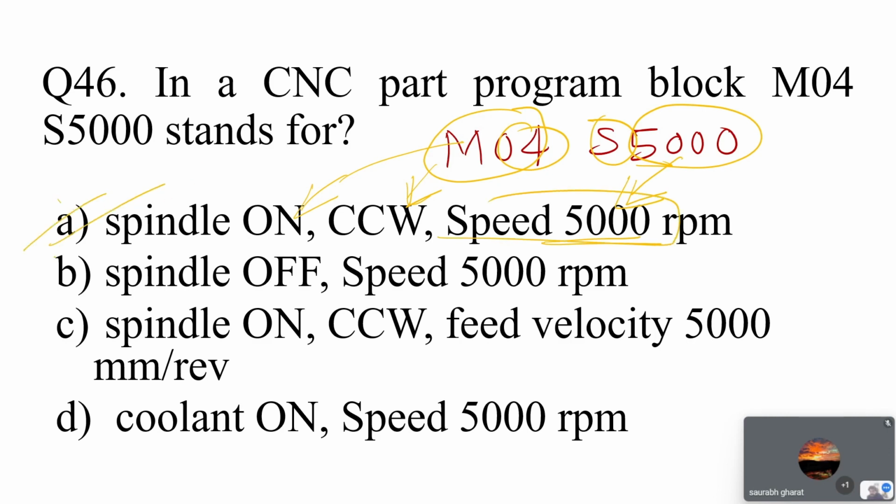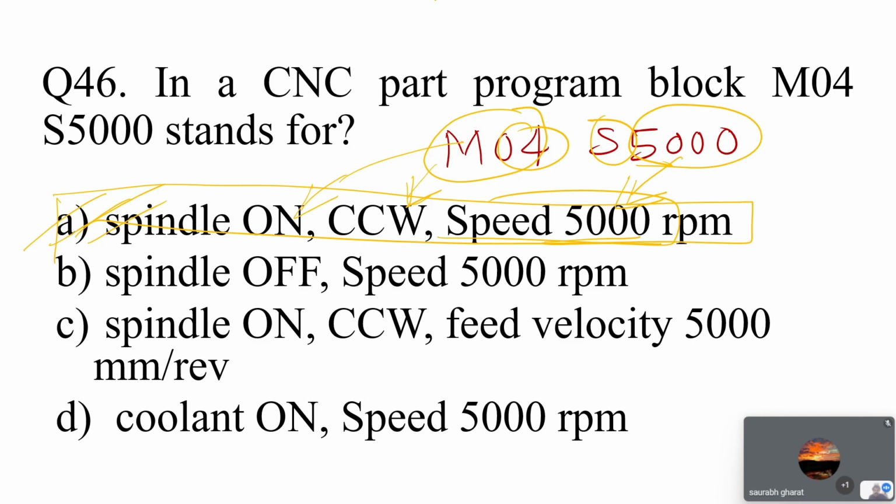Okay. Everything is matching here. So this will be the correct answer. So go through everything that you learned from the part programming and apply every part. Okay, so M04, your M stands for your miscellaneous part and M04 stands for spindle on counterclockwise direction. If it is M03 it is clockwise direction. So and it is S5000 means your speed is 5000 RPM.